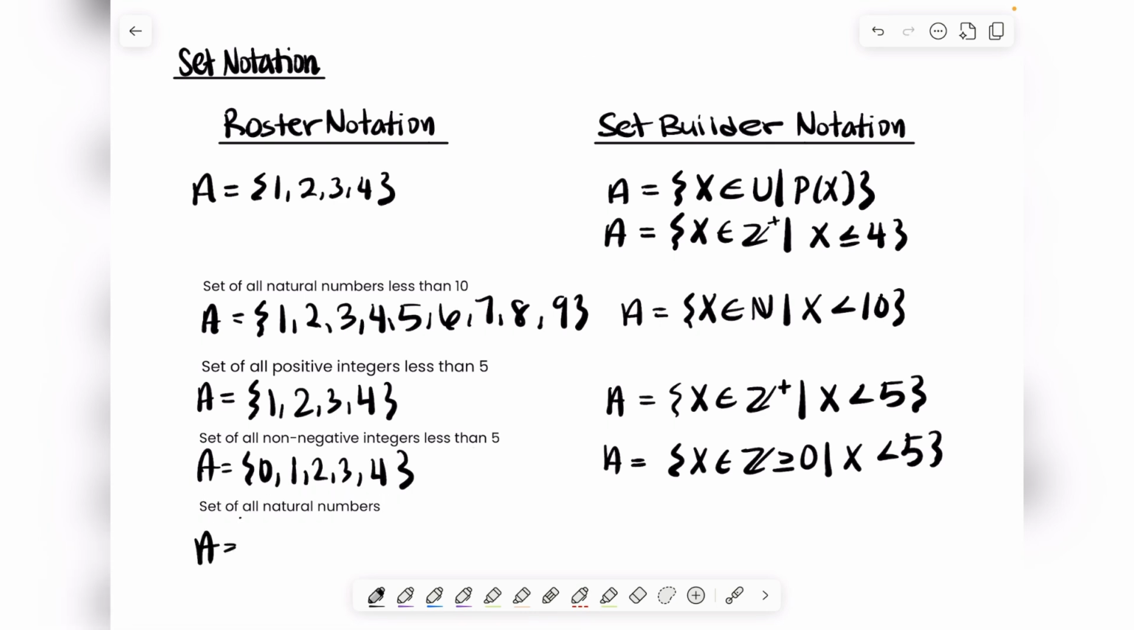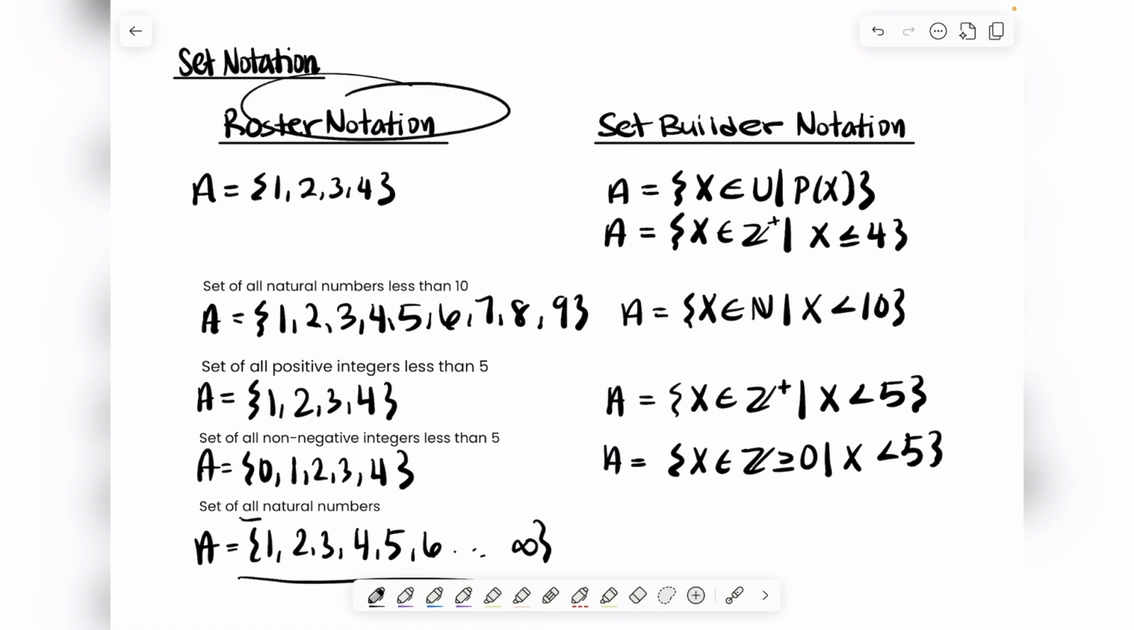What would it look like? Well, I know that natural numbers start at 1, 2, 3, 4, 5, 6, and it says all of them. And there's an infinite amount of them. So there's no way that I could actually list out all natural numbers. So you would think, oh, I can't use roster notation, but something that we can do is just put a ... if the pattern is obvious. But realistically, you want to use set builder notation.